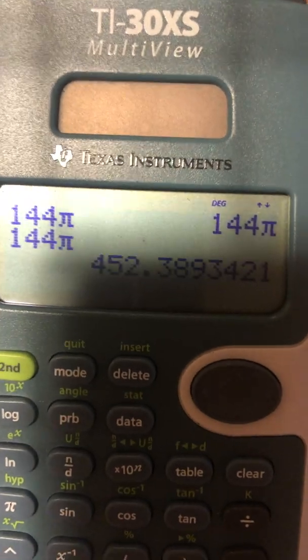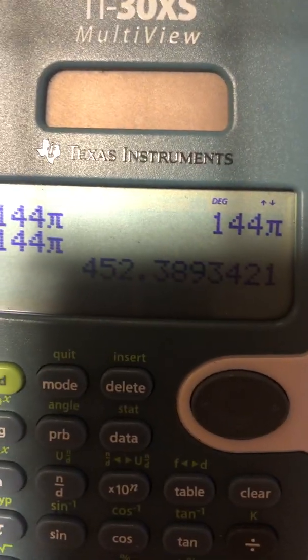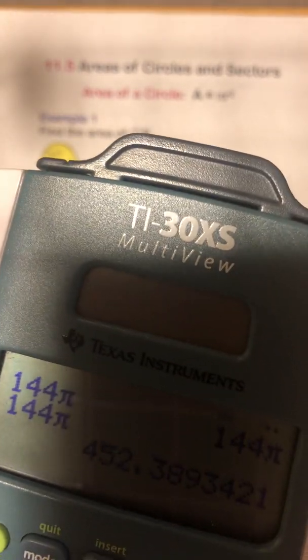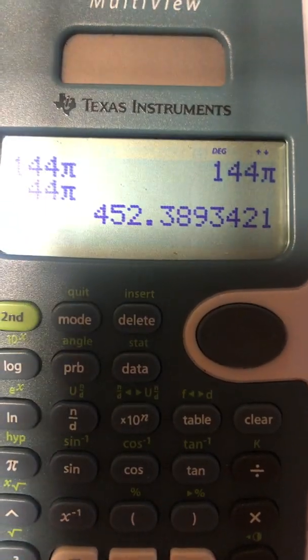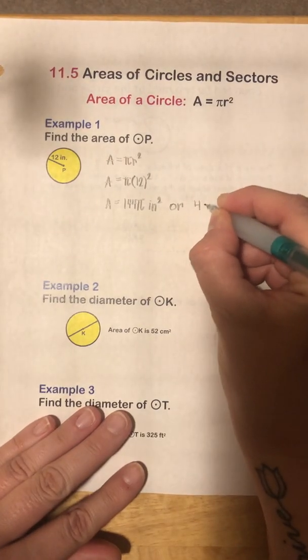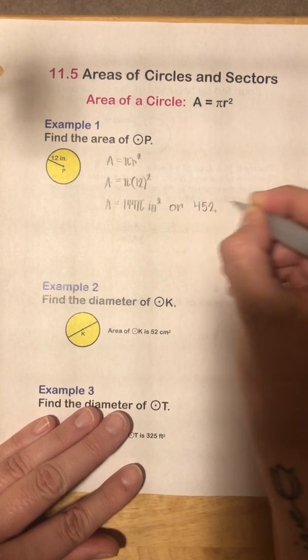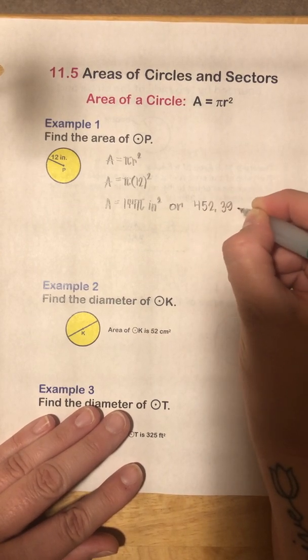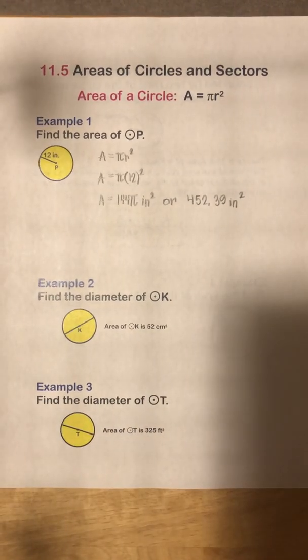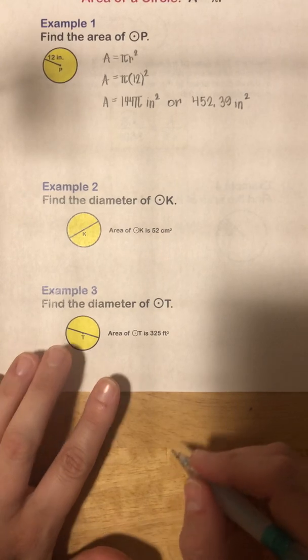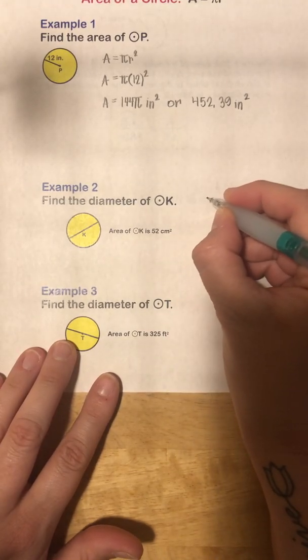There's kind of a glare there. All right, so let's round it to, I don't know, what do I normally do? 2 digits or 1 digit? Let's do 2 digits after the decimal point. So we're going to say that this is approximately 452.39. So let me write that down before I forget it. 452.39 inches squared.